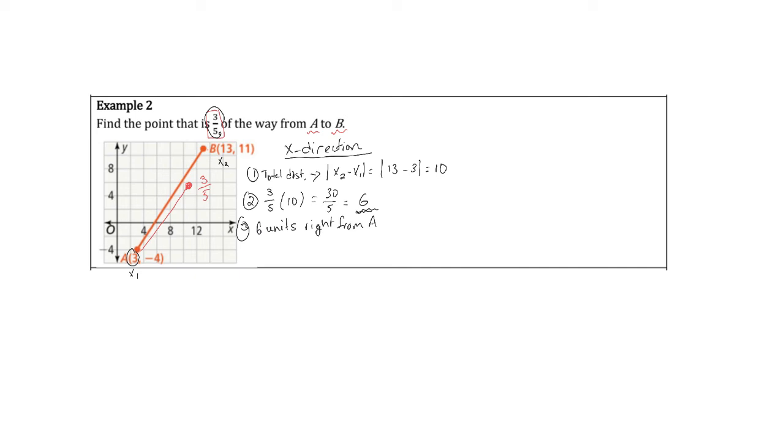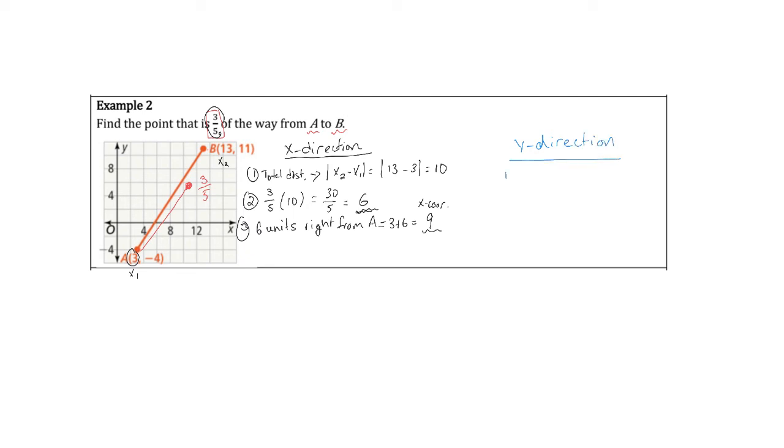Since we're going 6 units right from A, our coordinate would be 3 plus 6, which is 9. So this is our x coordinate, 9. Now we need to do the same thing for our y direction.